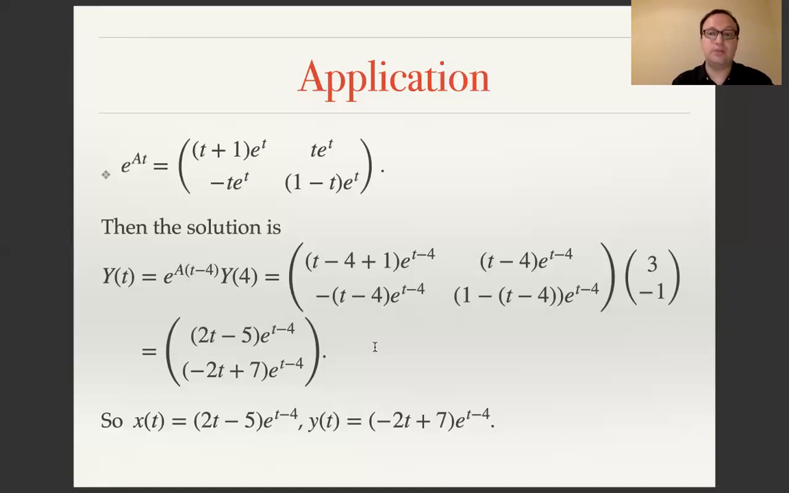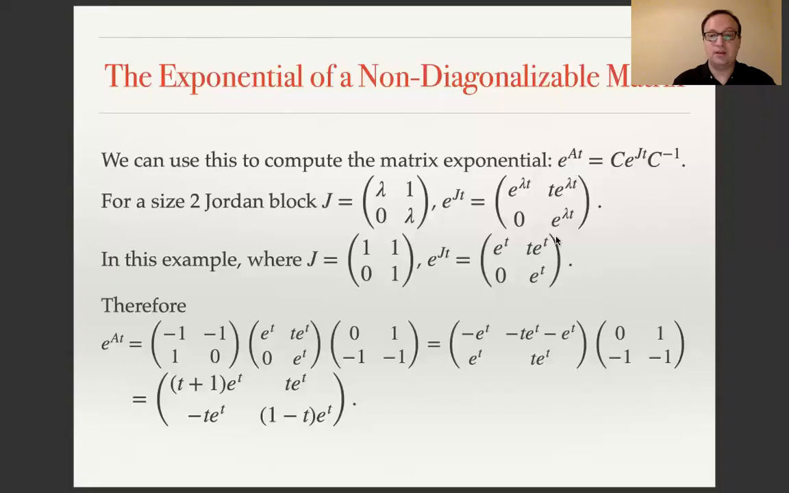And in the exponential of a Jordan block of size 2, there is an extra factor of t. So this extra factor of t, like t e to the lambda t, or here in our case, t e to the t, shows that there is some resonance between the two equations.